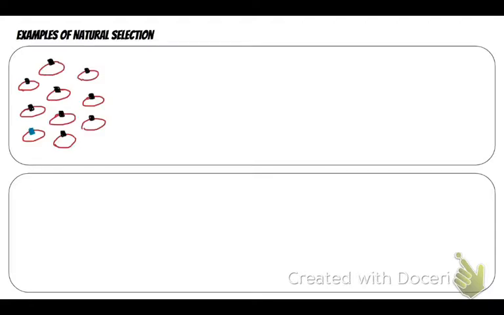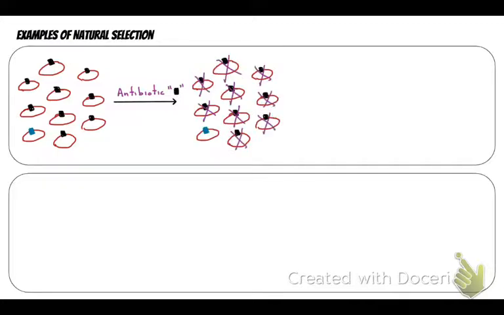So here we have a population of bacterial cells. You can notice that most of them have a black marker on the outside, but one of them has a blue marker. And let's use an antibiotic that targets that black marker. Well, in this case then, the majority of that population is going to be killed or inhibited in growing by the antibiotic. In other words, the antibiotic here is our selective pressure.